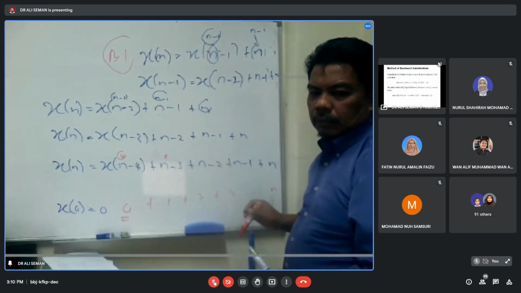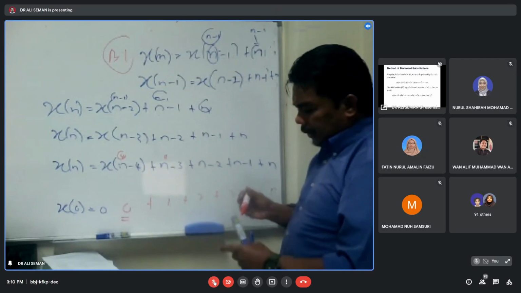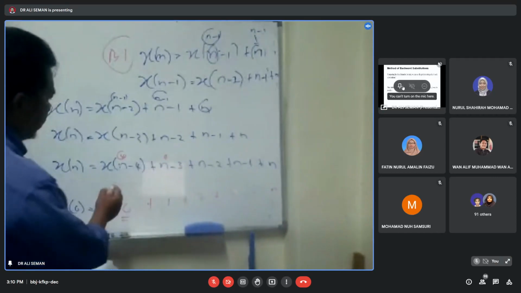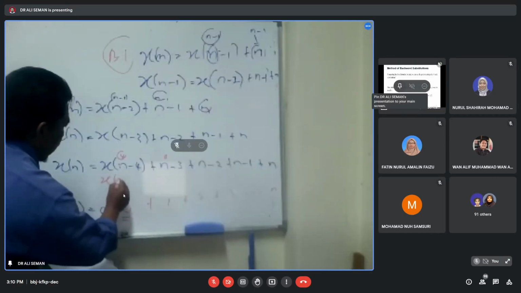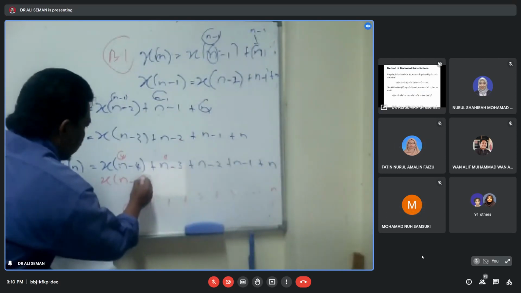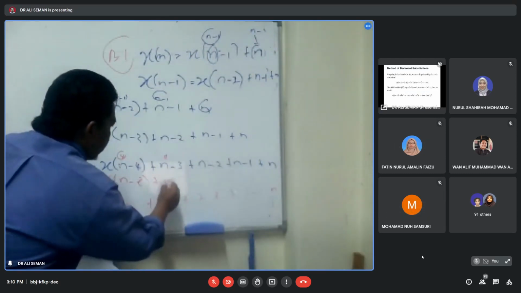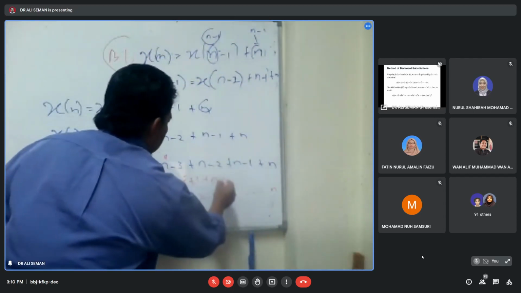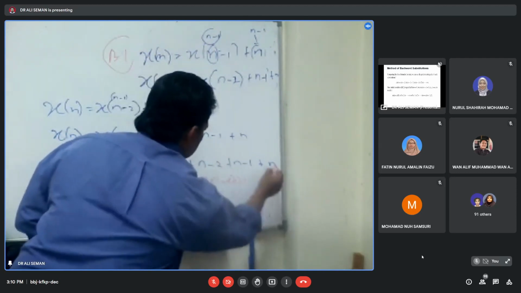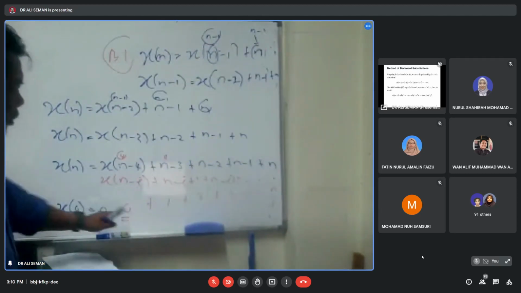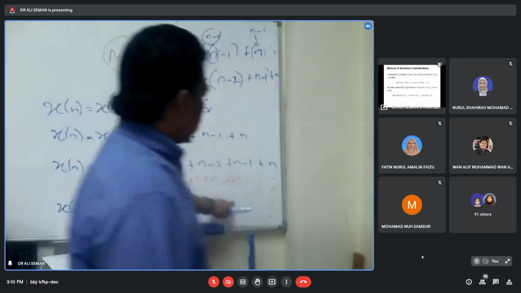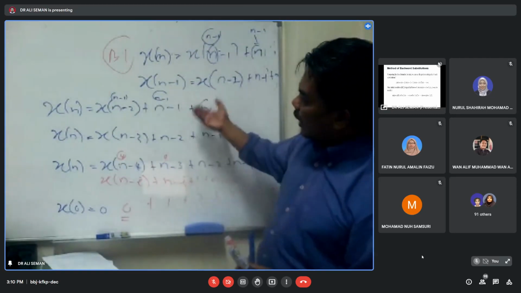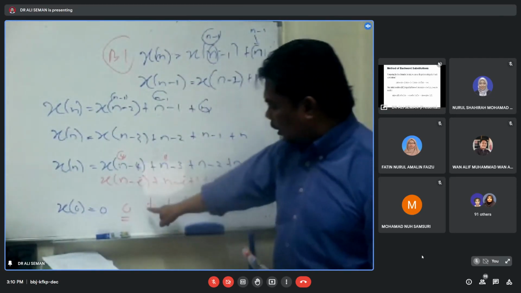Can you see the pattern? So this is similar. If you look at the slide, it becomes x of n minus i plus n minus i plus 1, right? Plus n minus i plus 2, and so on and so forth, for i equal to 0, 1, 2, 3 until the n. So this is actually the recurrence, and we use the back substitution method in order to get this recurrence, and finally we get this pattern.